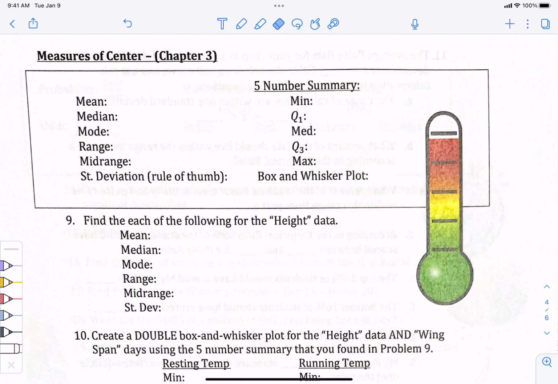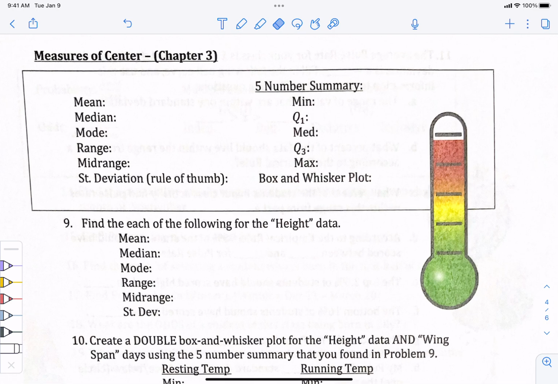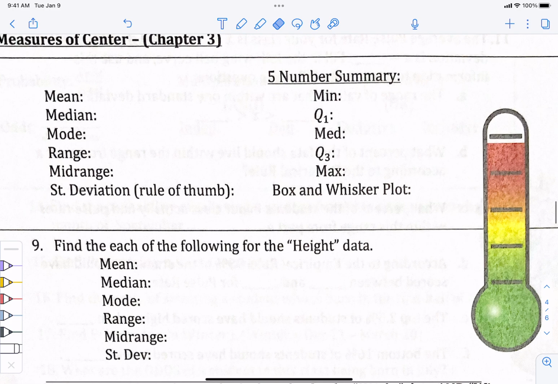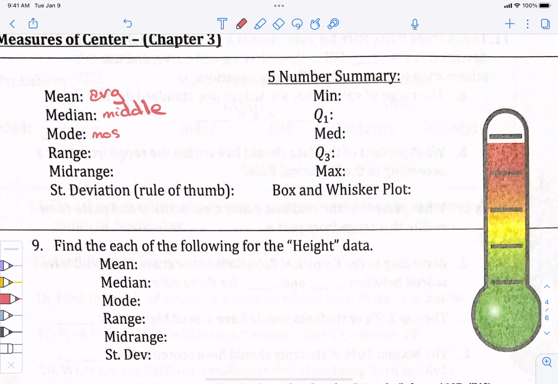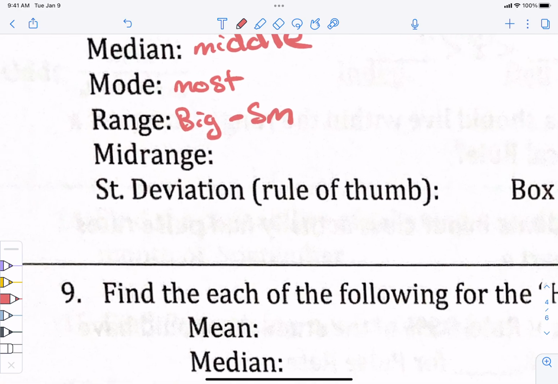There's junior high track. Okay, so we're going to go through and write out this information just really quick. Mean is average. You know this already. Median is the middle. Mode is the most occurring number. Range is the biggest minus the smallest. And then mid-range. Do you know what mid-range is?